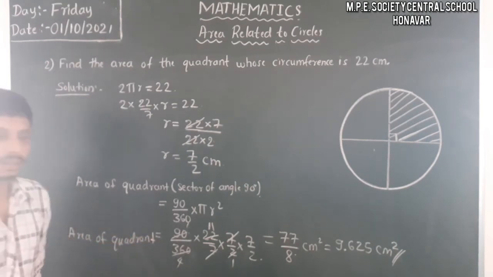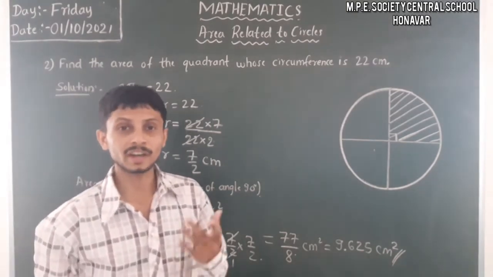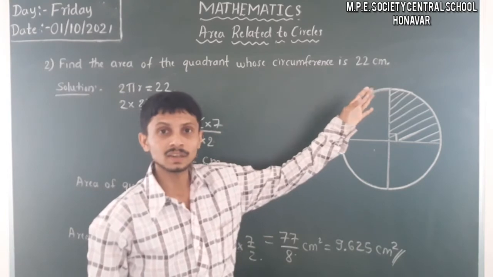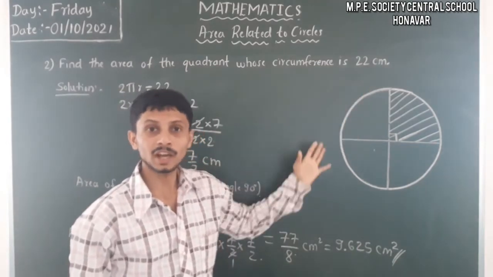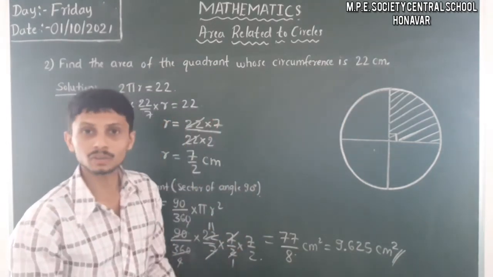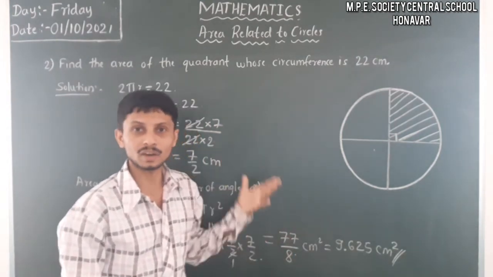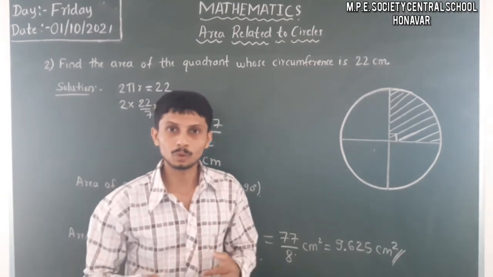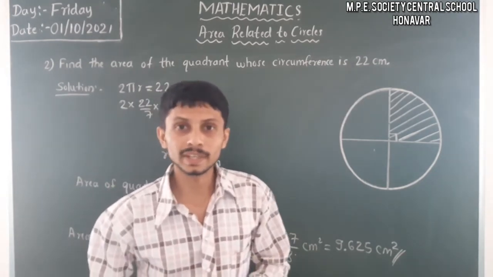Yes, this is the area of the quadrant. This is the way to find the area of the sector when the circumference or any other parameter is given. Firstly, you have to find out the radius, then you have to simplify, and then you have to apply the formula. So I hope you understood this. So let us move on to the next problem.